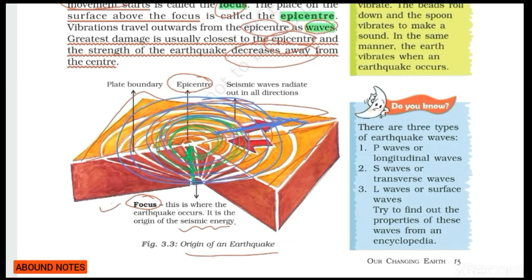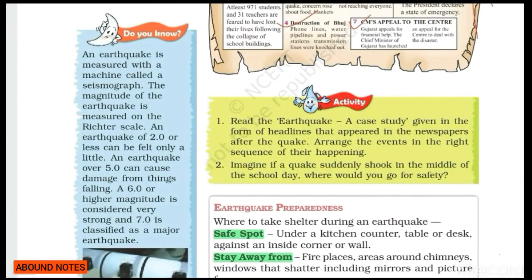Do you know there are three types of earthquake waves? P waves are called longitudinal waves, S waves are called transverse waves, and L waves are called surface waves. Try to find out the properties of these waves from the encyclopedia and comment those in the comment box. After finishing the reading of this case study, you have to arrange the events in the right sequence of their happening.